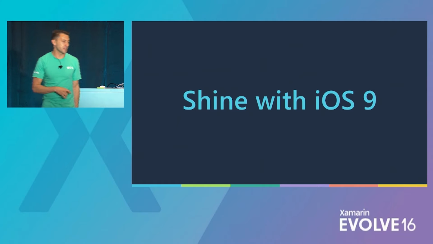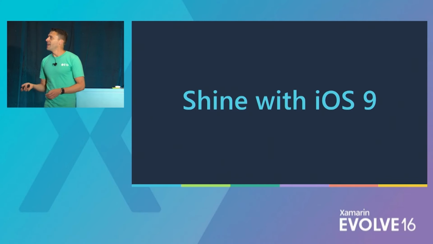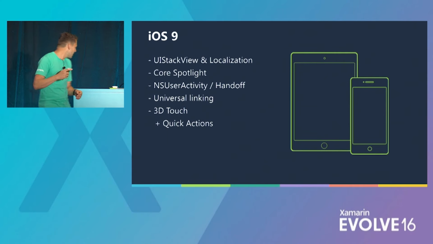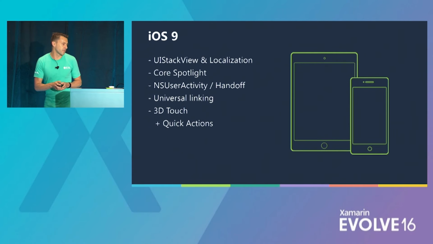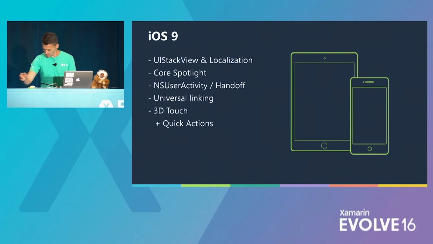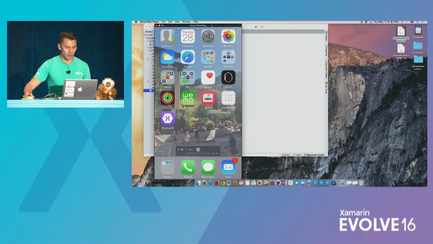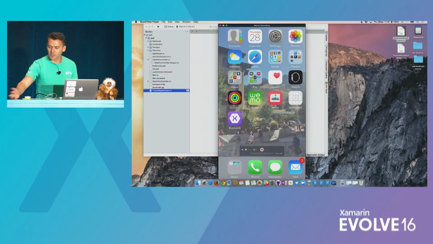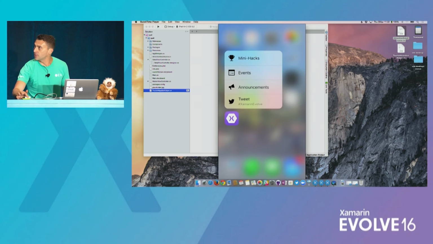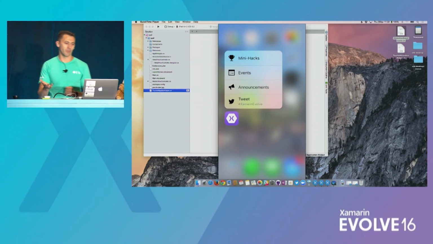So that leads us to the good stuff. How to make your applications shine with iOS 9. So what I want to do is quickly maybe demonstrate some of them because they don't fit real well on the simulator. So what I've got here is my phone running in the background. So let's look at the Xamarin Evolve app. And the first thing I can do is press really hard on the screen, and I see effectively right-click for the iPhone. It's called 3D Touch Quick Actions.